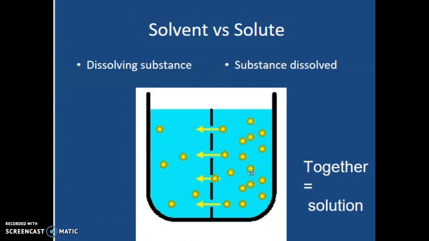So if we're talking about lemonade, right? If you're making lemonade with a mix, you put some water in the glass, that's your solvent, and then you take a spoonful of lemonade powder that involves some sugar and other things, and that would be the solute that's dissolved. Together, the solution is lemonade.